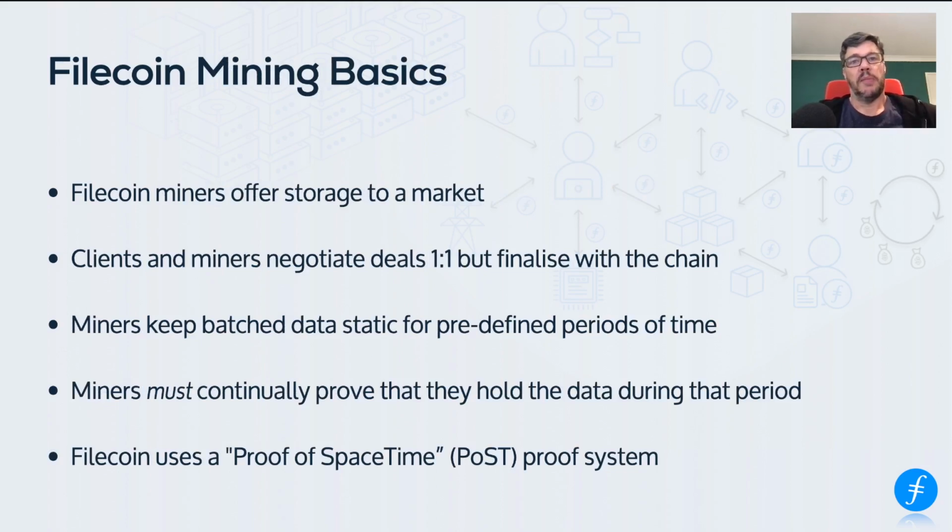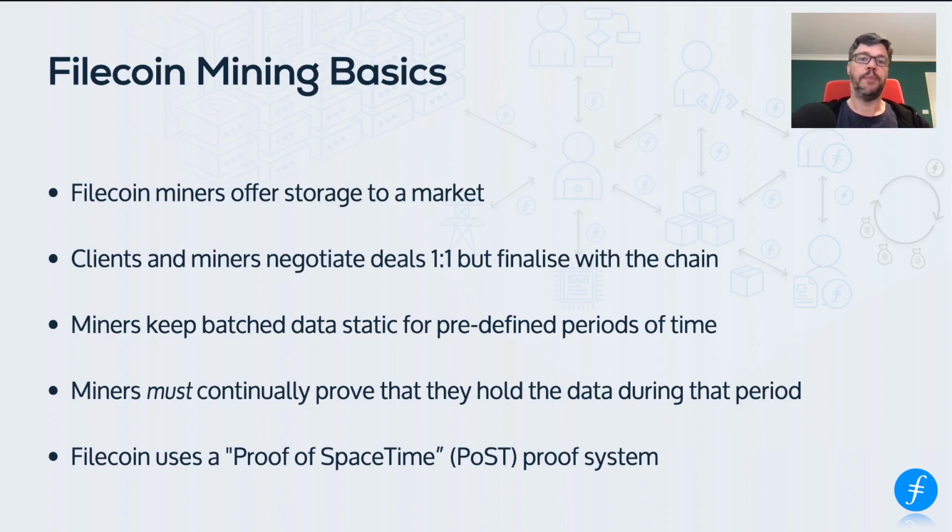Now, Filecoin miners are a little bit different to proof of work miners. Filecoin miners offer storage to a market, and that is how you mine Filecoin. Clients and miners negotiate deals one-to-one. So I, as a client, might find a miner and negotiate a deal to store my stuff. I also might make deals with 10 other miners for the same data just to get them redundancy. But it is a one-on-one negotiation. But we negotiate and finalize through the chain. So, well, not fully negotiate, but this is mediated through the chain in a way that is safe for all parties.